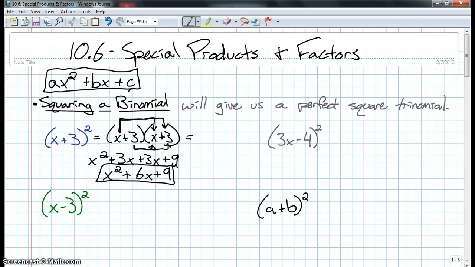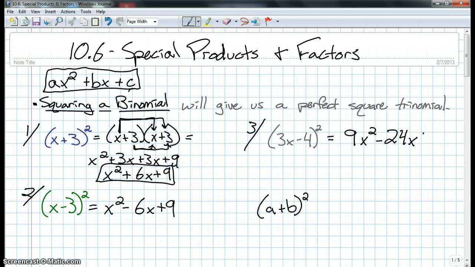Alright, what I want you to do now is pause the video and work on this example. We'll call this example 2, this was example 1, and example 3, which is up here. We'll get to this general rule at the end. So let's pause the video now to work on example 2 and example 3. Alright, hopefully with example 2 you were able to find that the final answer was x squared minus 6x plus 9. And with example 3 we should have had 9x squared minus 24x plus 16 there.